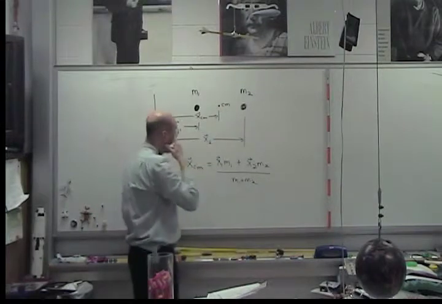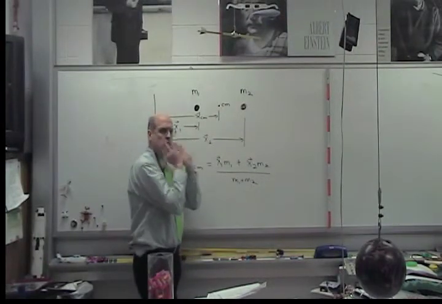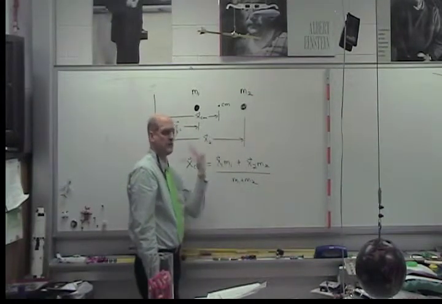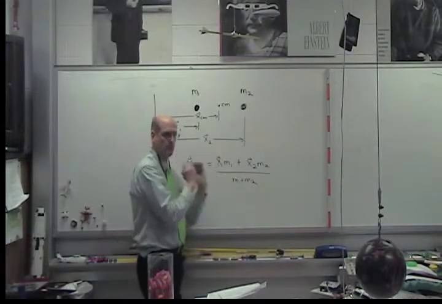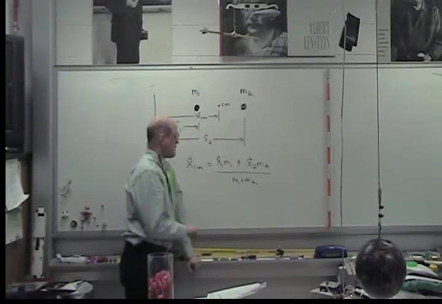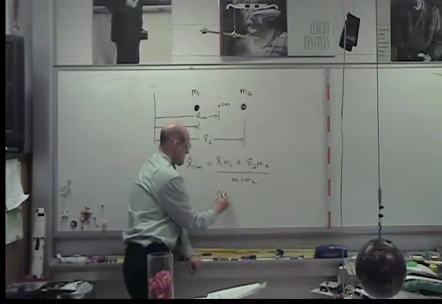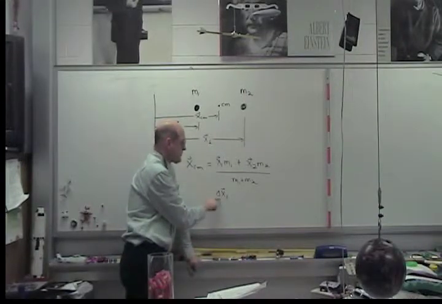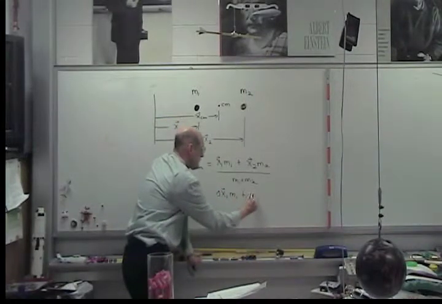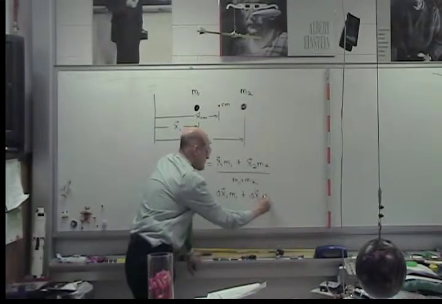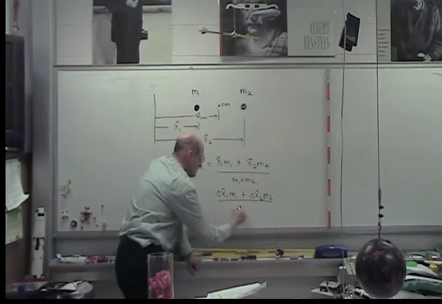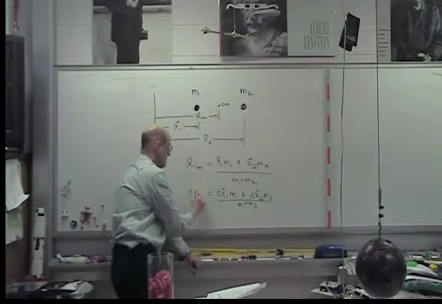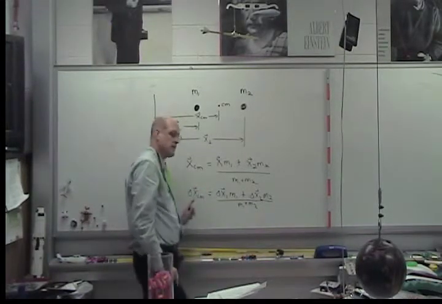Now suppose that m1 and m2 are moving. It doesn't matter whether m1 is moving to the right or m2 is moving to the left, or they're both moving to the right or they're both moving to the left. They're both undergoing a displacement. So what we're going to do is determine the displacement of the center of mass. So we just put deltas in front of the x1, the x2, and in front of xcm. And this is the expression for the displacement of the center of mass.